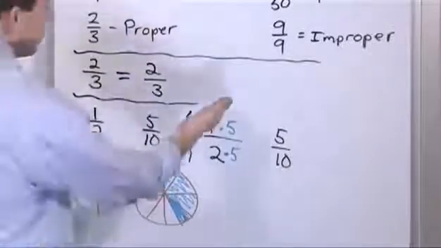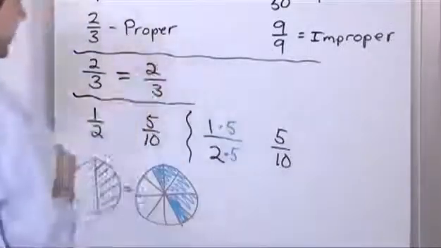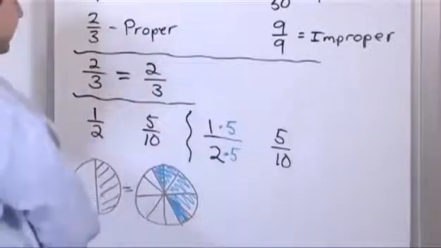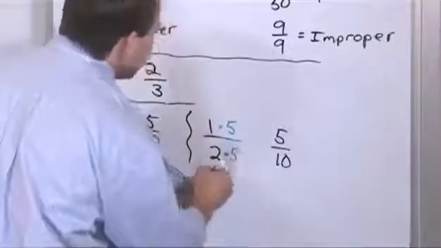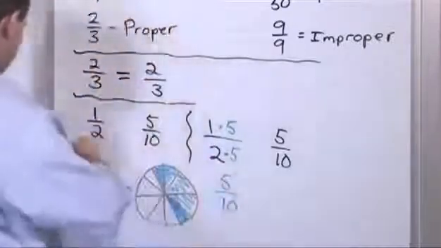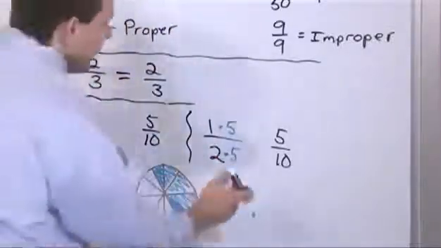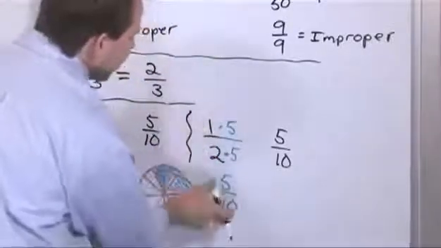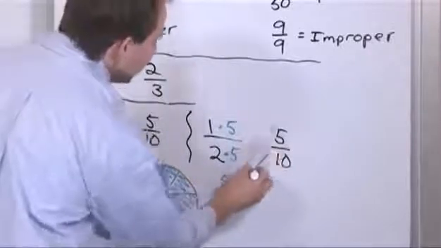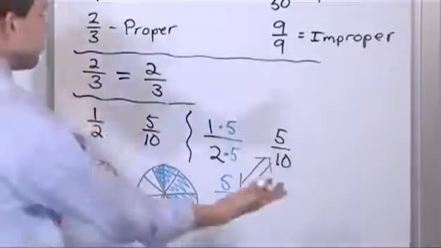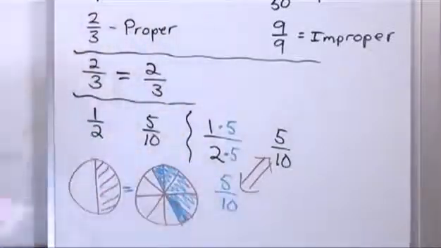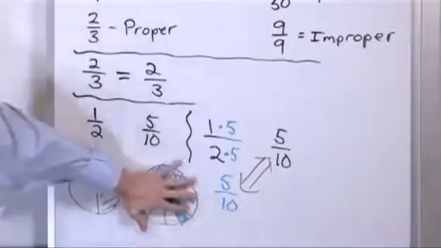I told you I can multiply or divide this fraction by anything I want as long as I do it to the top and to the bottom. So if I do this, 1 times 5 is 5, and 2 times 5 is 10. I have shown you that if I do this to this fraction, I get 5/10, which is exactly the same thing as the other fraction I'm comparing it with. So I have proven that these two fractions are equivalent without actually drawing a picture. You wouldn't even need to draw this picture.